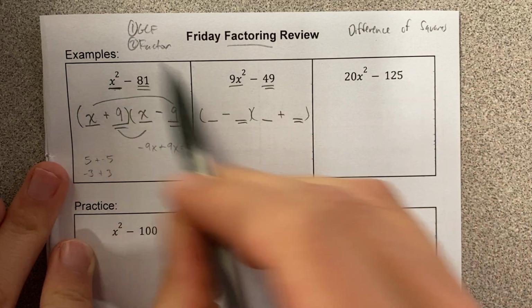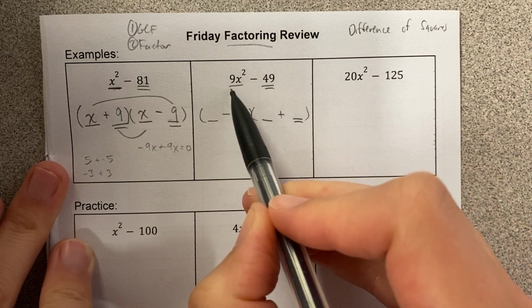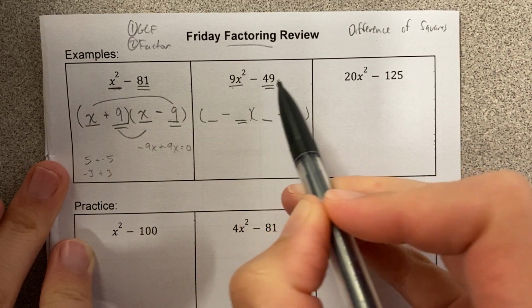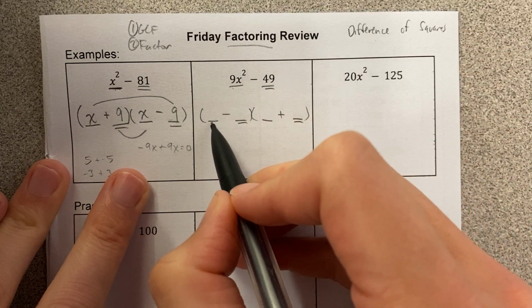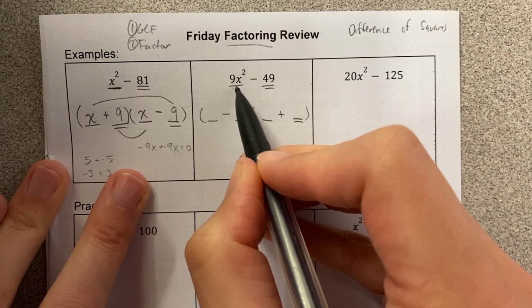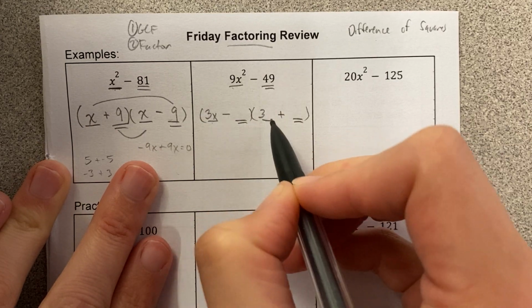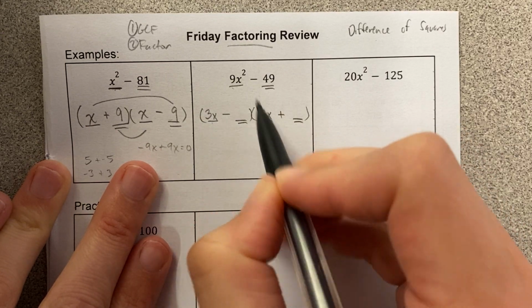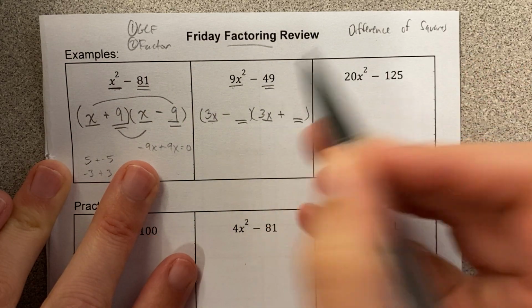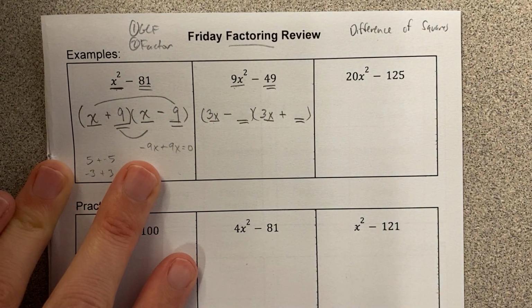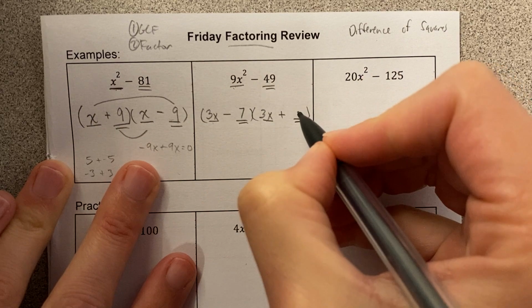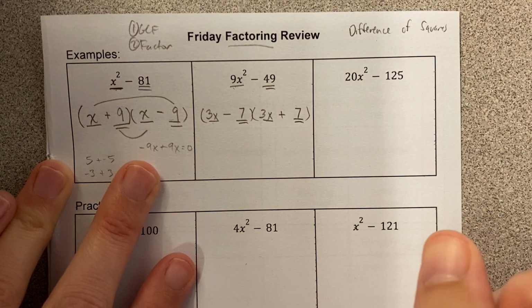Okay, now here, look, I should have checked for a GCF first. There is no GCF. There's no number that multiplies to 9 and 49. Okay, so what can I put here times here that would multiply to 9x squared? So let's see. 3 times 3 is 9. And x times x is x squared. So 3x times 3x is 9x squared. And what times what is 49? Well, the square root of 49 is 7. 7 times 7 is 49. And so this is my answer.